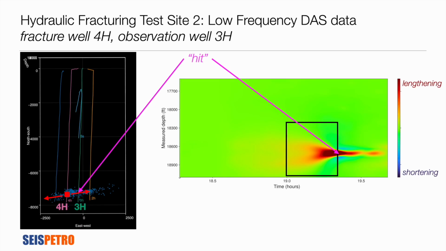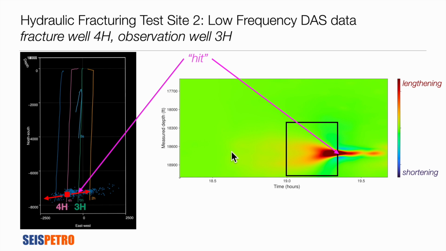To start, let's do a quick recap of the data example from the HFTS2 project. We did describe it in some detail in the last video, so I'll just touch on the main points now. In the part of the illustration on the left, we see the well 4H, its trajectory, which is the treatment well where the hydraulic fracturing was carried out. 3H is the monitor well, including the fiber optic cable, and that was used to record the data that we see on the right.